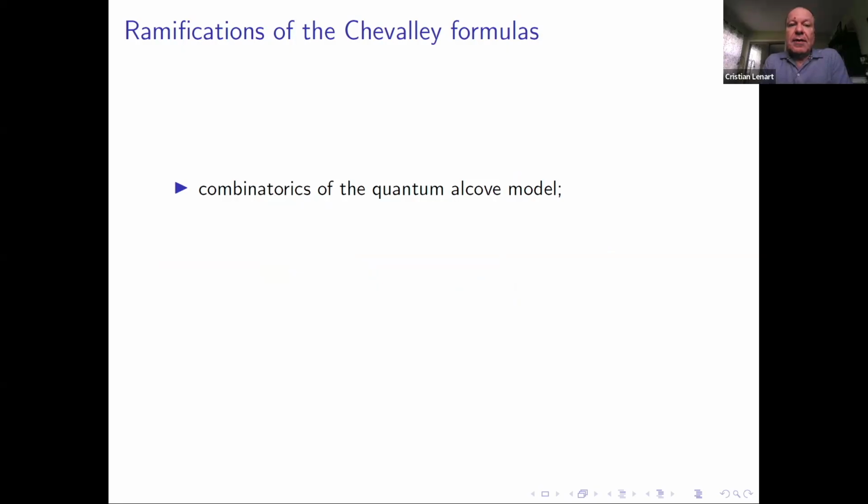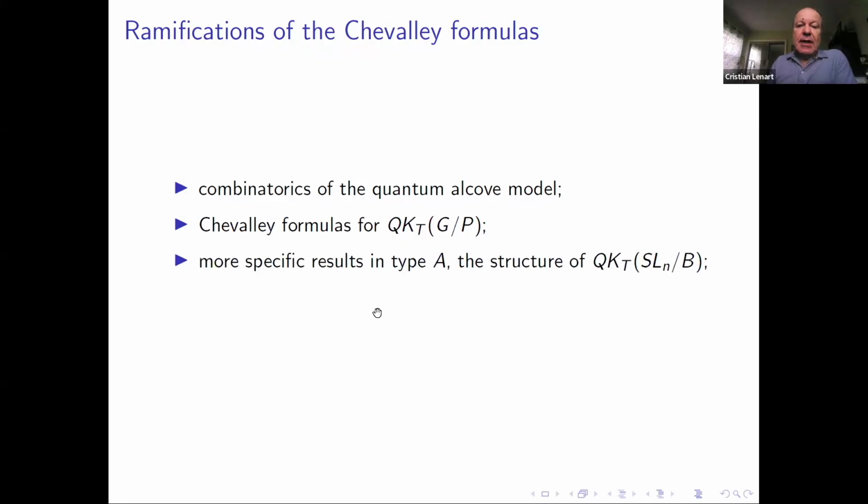And now I want to show you many applications, many ramifications that follow from here, many additional results that are made possible by this formula, including the proof of some longstanding conjectures. First, I'll briefly discuss some combinatorics of the quantum alcove model. Then I'll show you how you can use the Chevalley formula for G/B to derive Chevalley formulas for partial flag manifolds. And then we'll get more specific results in type A, which tell us more about the structure of the quantum K-theory of the type A flag manifold. And then I'll end with this more recent result, which is this proof of a conjecture of Anders and Leonardo, known as the quantum equals classical phenomenon.